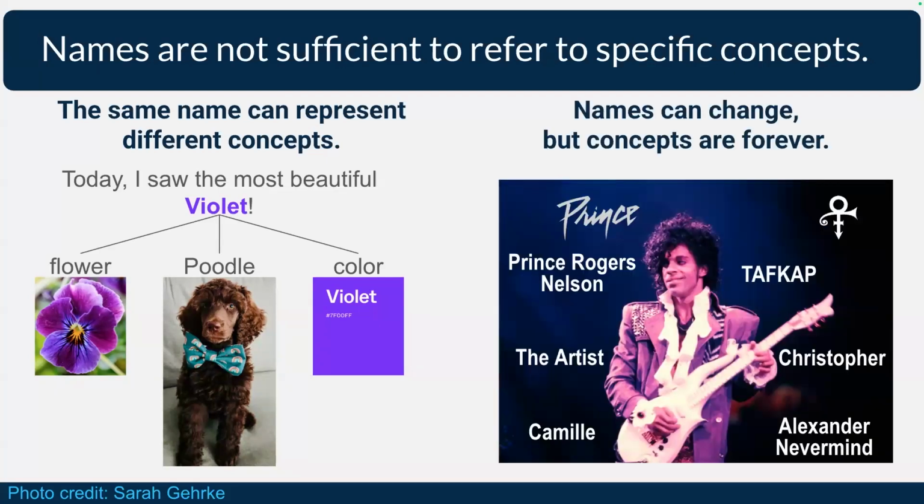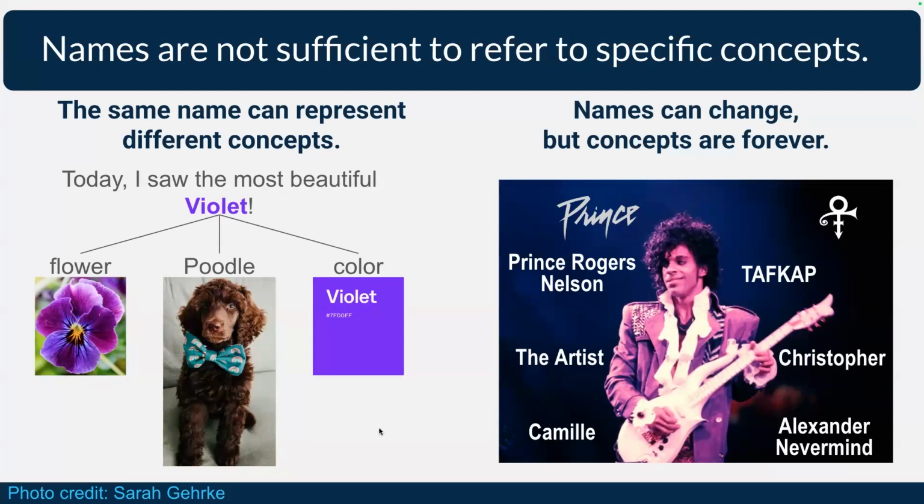Now we have some concepts that can be referred to using a lot of different names, and this is the only pop culture example I'll show you. This individual here has a lot of names they are referred to by, but all of those names represent the same concept, in this case, this artist. So names cannot be trusted.